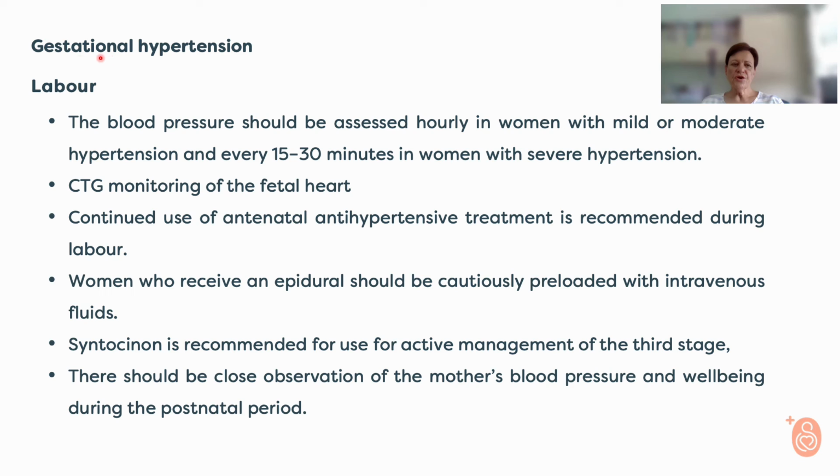Just a few words on gestational hypertension during labor and how we care for these patients. The blood pressure should be assessed hourly in women with mild and moderate hypertension, and then when it gets more severe, every 15 to 30 minutes, and this also depends on how severe the hypertension is. So obviously more often when it becomes more severe. Then, in all cases with hypertension, I would always monitor the fetal heart with a CTG.